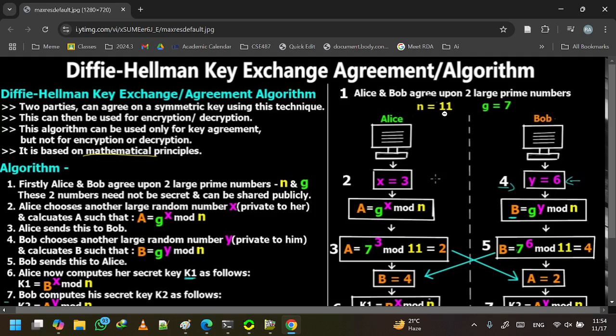So let us imagine 11 and 7 are very large numbers. So 11 and 7 are known by everyone. This 11 is known as the modulus, and g is known as the generator.